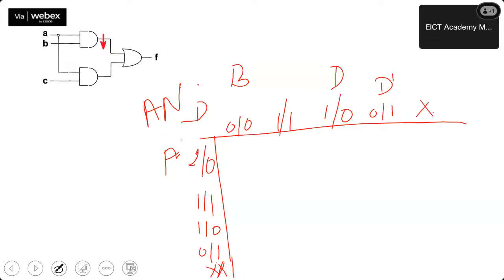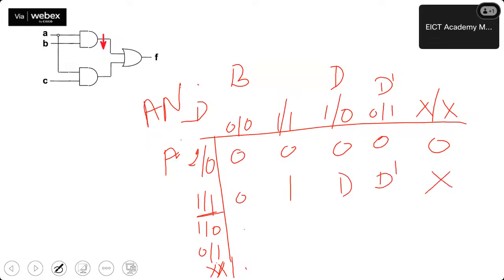And this is X X. So 0 ANDed with 0 is going to give me 0. 0 ANDed with anything, because 0 is the controlling value, likewise I will be having 0. 1 ANDed with anything is the same value, right? 1, D, D dash, X. And likewise, 1 ANDed with X is going to give me X.